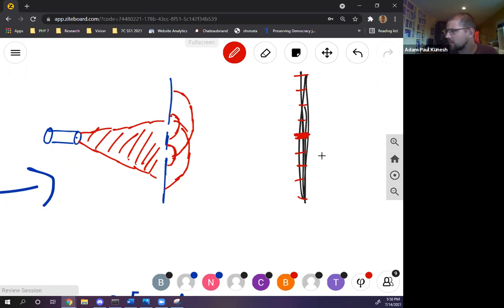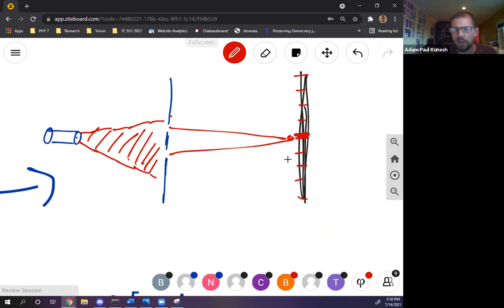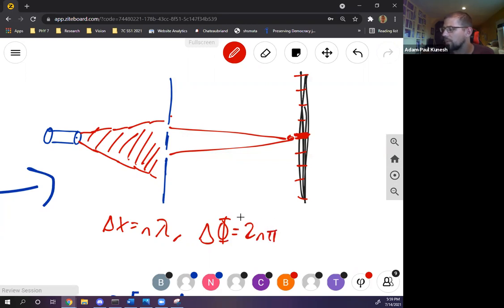Well, it turns out that this situation is identical to the situation of having two speakers, which are wired in phase, and having a bunch of listeners sitting on the sidelines on this wall over here. So in some places, the two speakers, the two light sources, interfere constructively because the path length difference is an integer number of wavelengths. So when delta x is n lambda, that's when I get constructive interference.